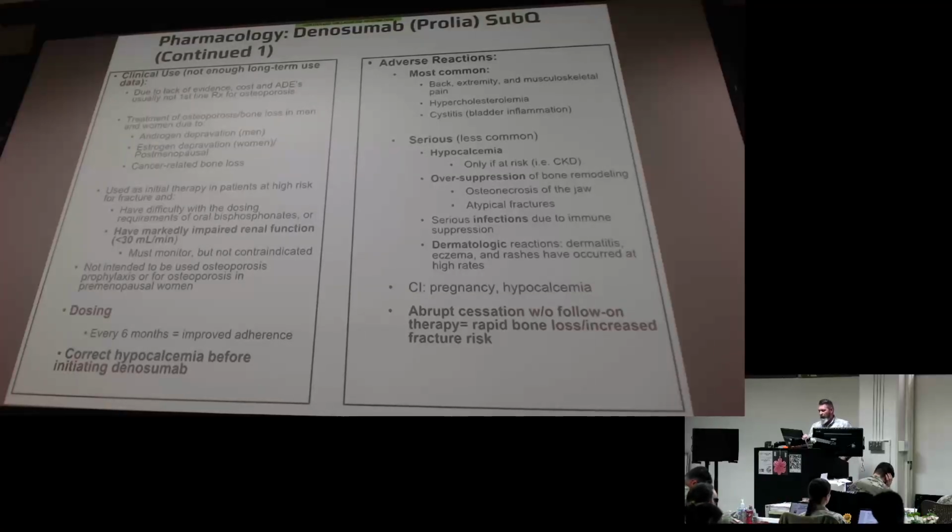Or if we have over-suppression of bone remodeling, then we get into the adverse effects that are the same as we have with bisphosphonates, right? Osteonecrosis of the jaw or atypical fragility fractures. We can have an increase of serious infections for folks that are on denosumab, so we have to monitor for that. That's just due to mild immune suppression, because it's a monoclonal antibody, right? So it lowers immunity a bit.